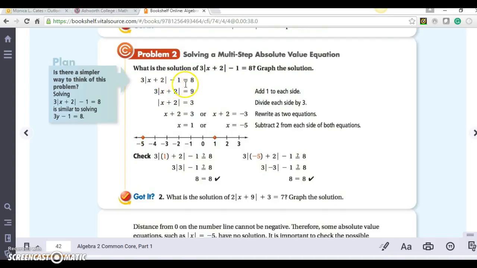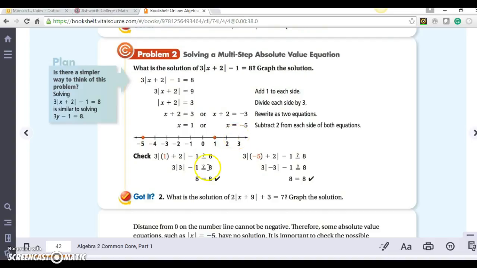So the first thing you're going to do is add 1 to both sides, and you get 9. Then you're going to divide by 3 on both sides and get 3. Now you can break it down into those two different absolute value equations like we did for problem 1. So you get x plus 2 equals 3 or x plus 2 equals negative 3. And when we do that, we get x equals 1 and x equals negative 5.